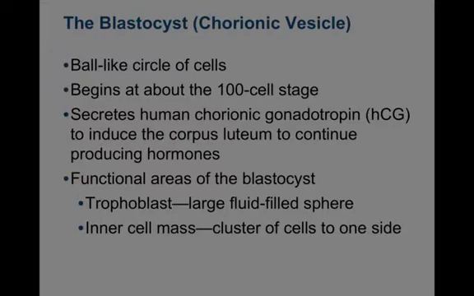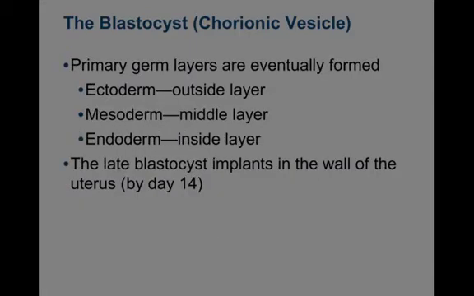What hormone are we talking about here? What hormone must the corpus luteum continue to produce? Progesterone. And we talked about trophoblast and the inner cell mass. The other part of this, now we get into kind of developmental biology, is that the inner cell mass is still this kind of ball of cells.